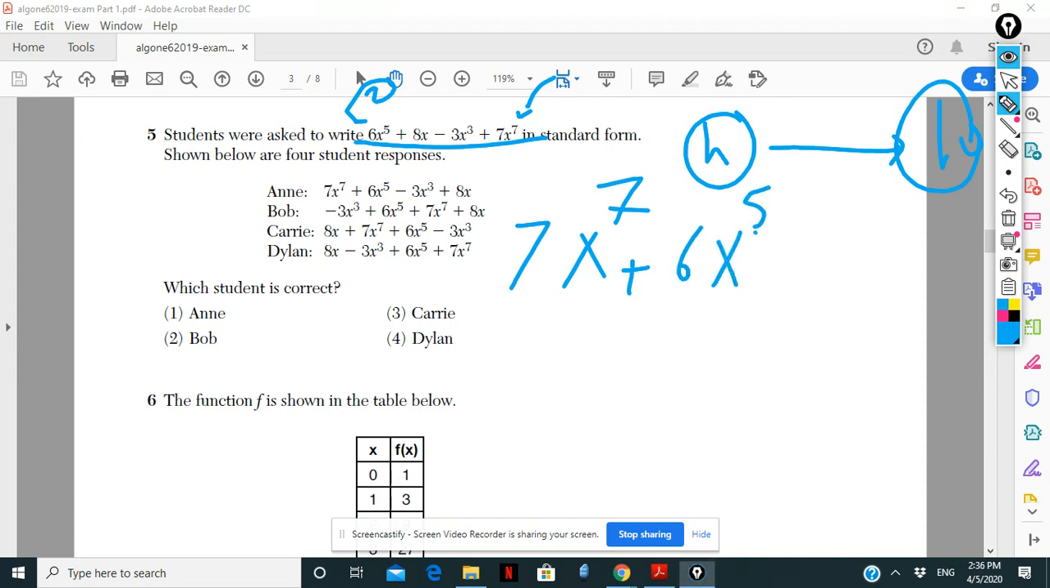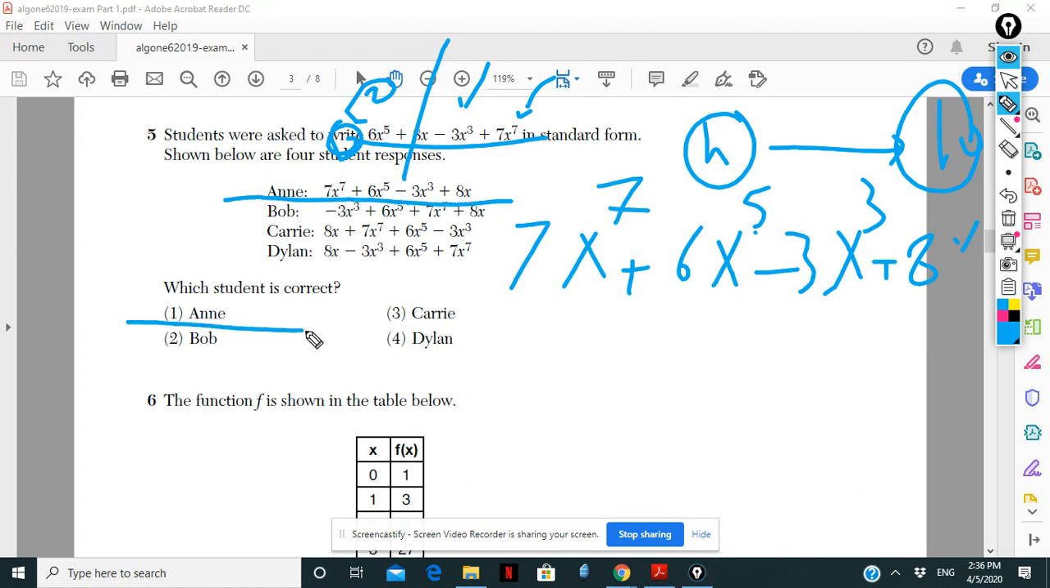Why plus? Because here I don't have a sign. After that, minus 3x cubed. The last one, plus 8x. Standard form, I start from the highest to the lowest. So which one gives me the same formula? It's 1. So 5 is 1.